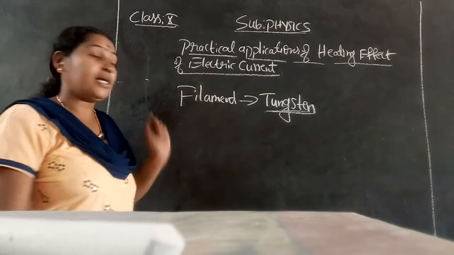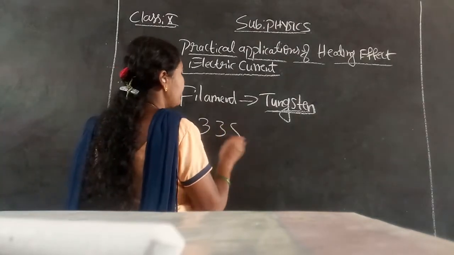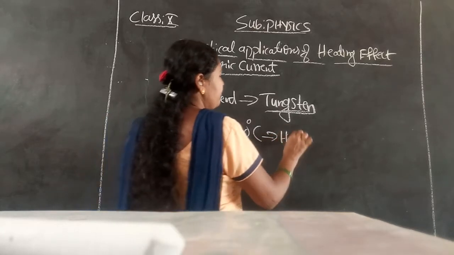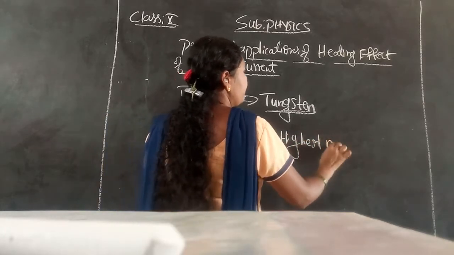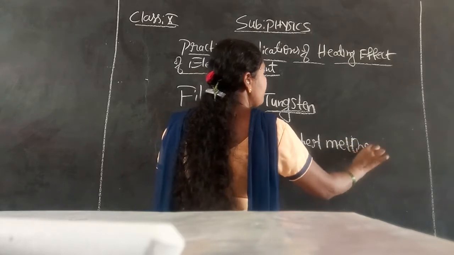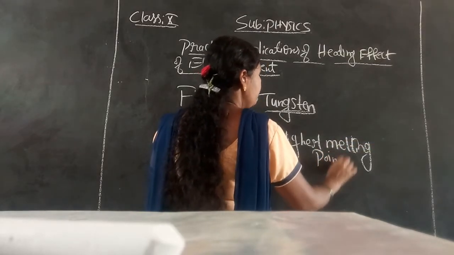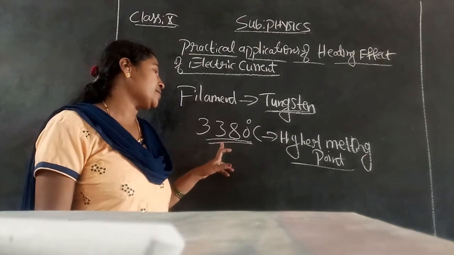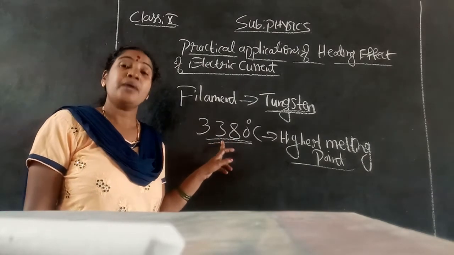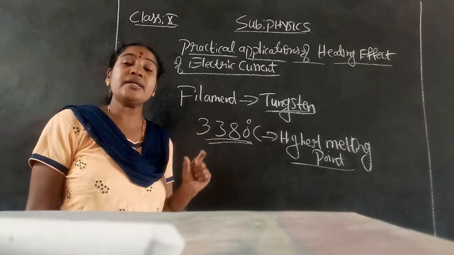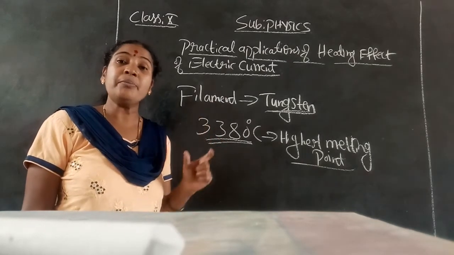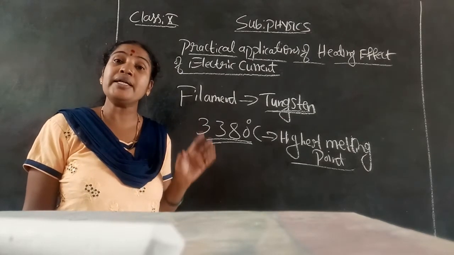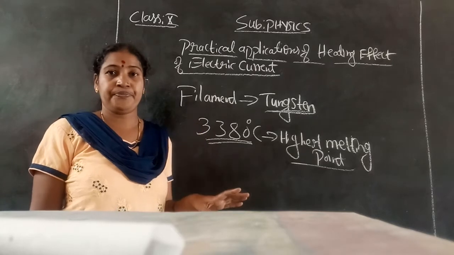Okay, the melting point of tungsten is around 3380 degrees Celsius, children, the highest melting point. Keep this in mind, they may ask a 1 mark question in your examination. Tungsten has the highest melting point, 3380 degrees Celsius. Because of that, it is used as the filament in the electric bulb.